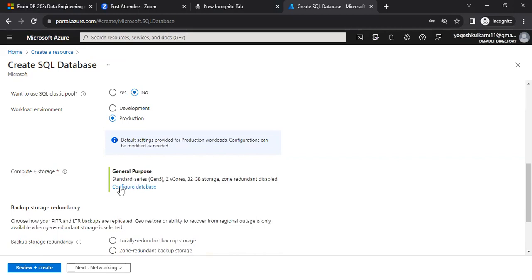See, this is a standard series, this general purpose. Here it says compute plus storage. So you need to choose what type of performance you need and what type of storage you need.